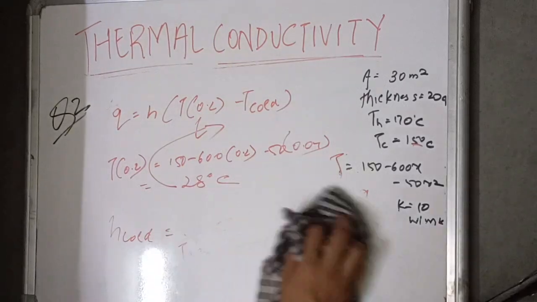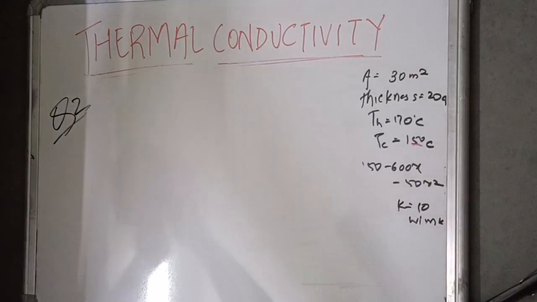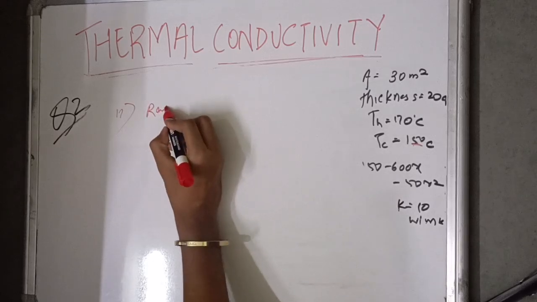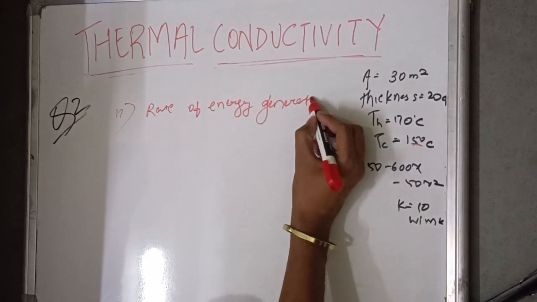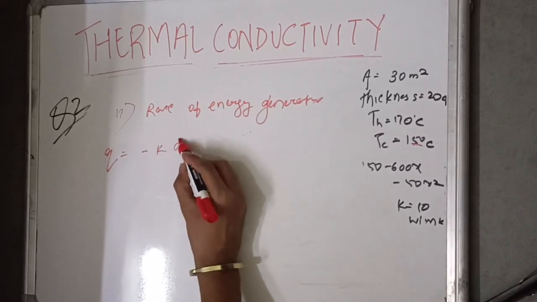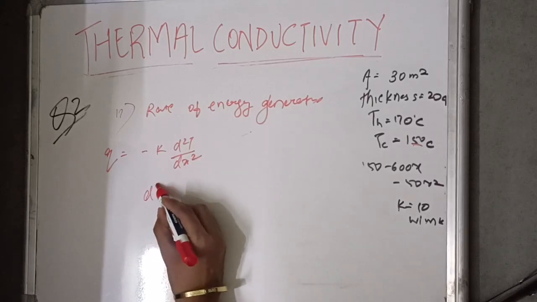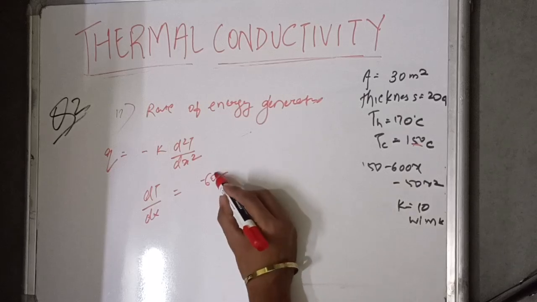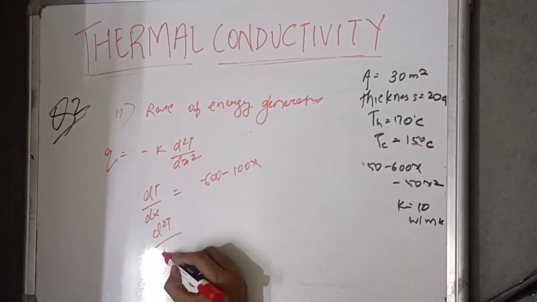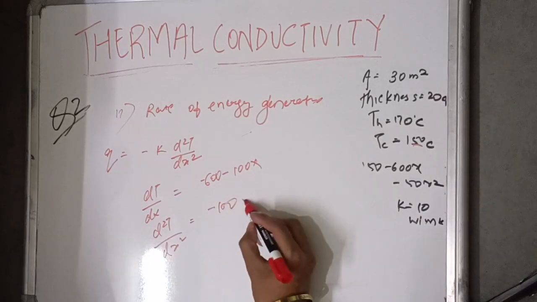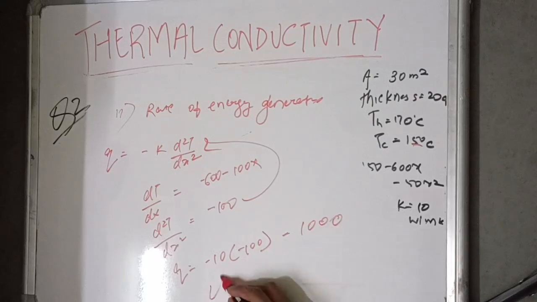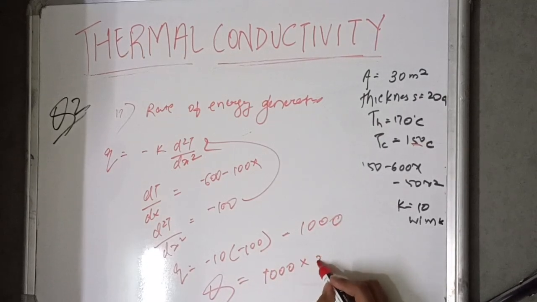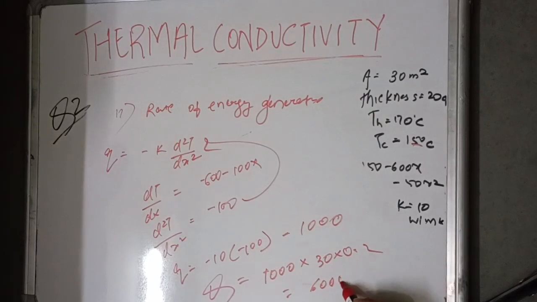Now we have calculated the heat transfer coefficient at both the hot and cold sides. We have to find the third part, which is the rate of energy generation. It's q generation equals minus k d square T by dx square. We know dT by dx is minus 600 minus 100x, so d square T by dx square is minus 100. Putting this in, we got the heat generation as 1000. This is not the total heat generation. We multiply it with the surface area, so we got the final heat generation as 6000 watt. We have solved the first, second, and third parts.